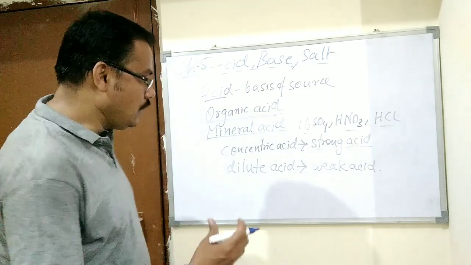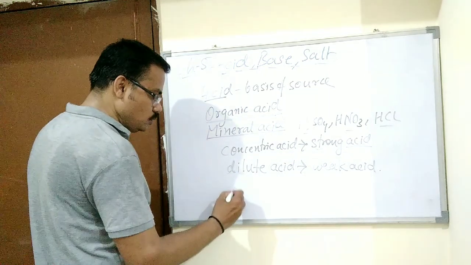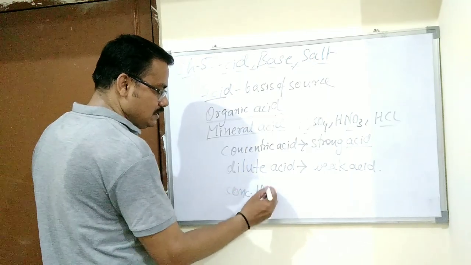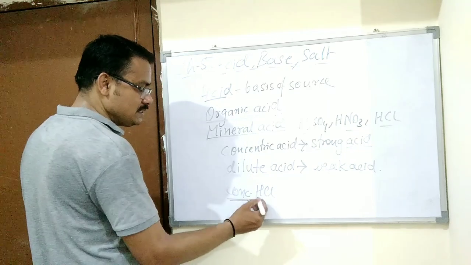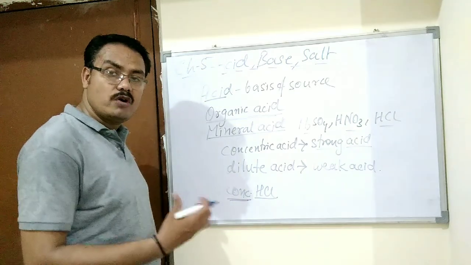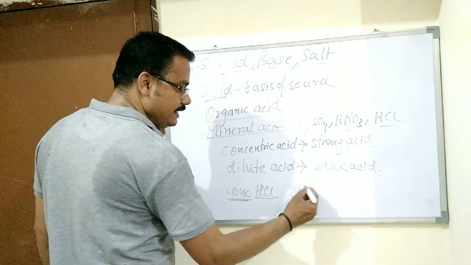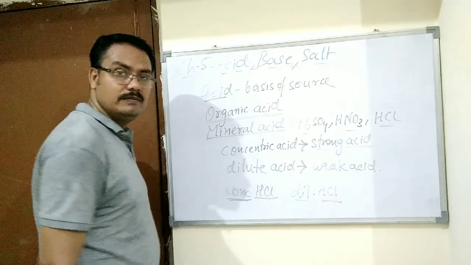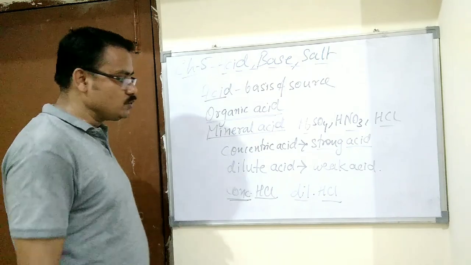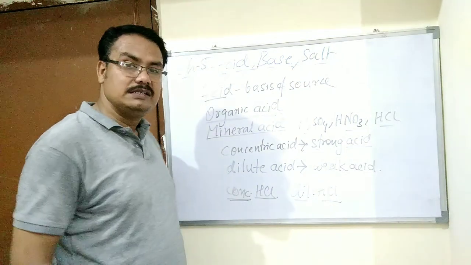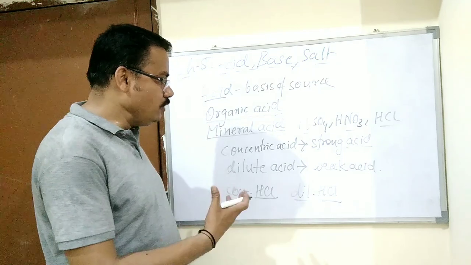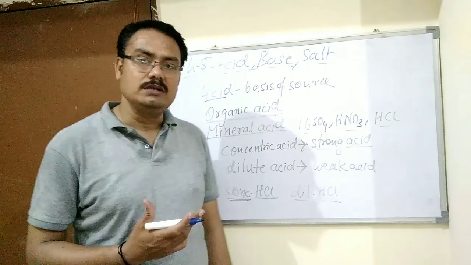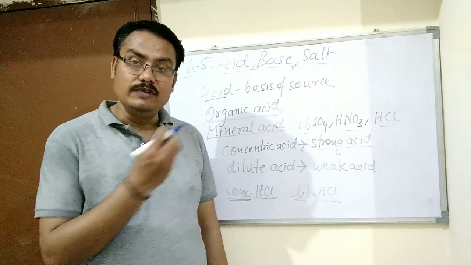Okay, and how to write it? Just like you can write CONC. HCl. CONC means it is concentrated acid, a strong acid, and if I write DIL. HCl, that means it is a dilute acid, that is a weak acid. So students, I have explained the concentrated acid, that is the strong acid, and the dilute acid, that is the weak acid.